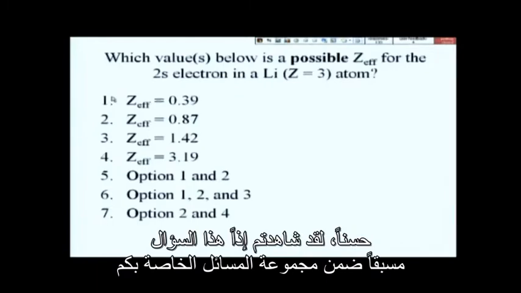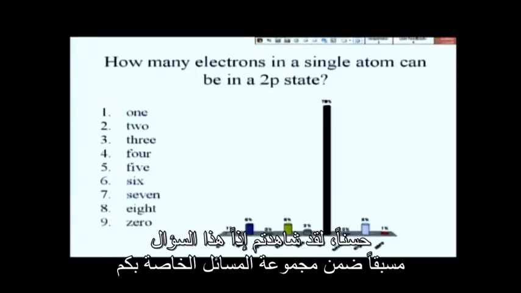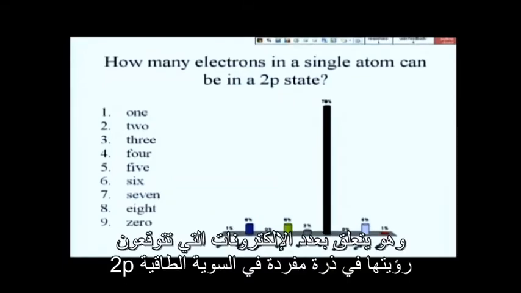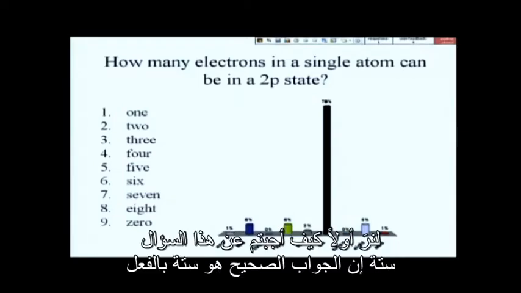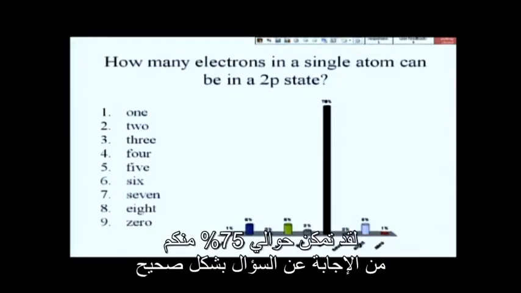All right, so this is a question that you saw on your problem set. How many electrons would we expect to see in a single atom in the 2p state? So let's see what you said here. 6, and the correct answer is in fact 6. And most of you got that, about 75% of you got that right.